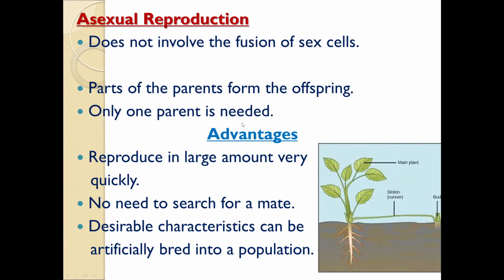Now, as for the advantages of asexual reproduction, they are saying that this process normally allows reproduction to take place in large amounts and very quickly. So, reproducing large amounts very quickly.